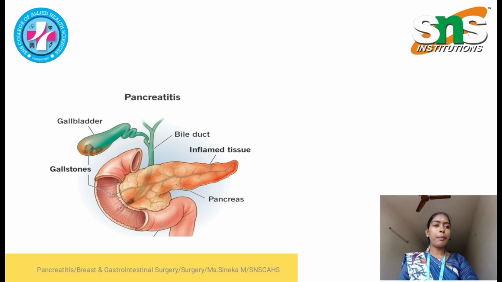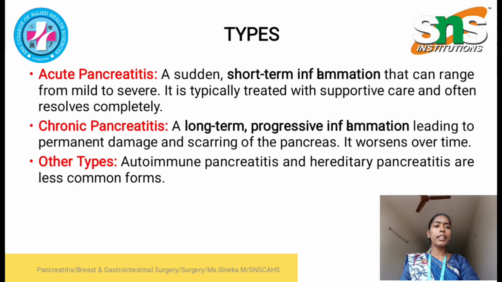Here is the image of pancreatitis. There are two major types of pancreatitis. The first is acute pancreatitis, the other is chronic pancreatitis. Acute pancreatitis is a short-term inflammation of the pancreas. It is typically treated with supportive care and often resolves completely. Chronic pancreatitis is a long-term progressive inflammation of the pancreas. It will lead to permanent damage and scarring of the pancreas. It worsens over time and is not completely resolved.